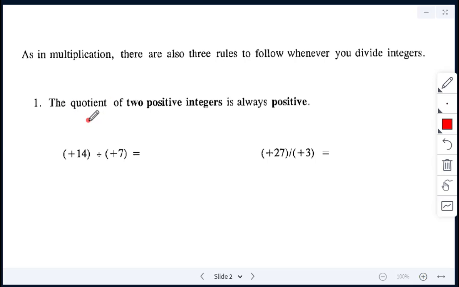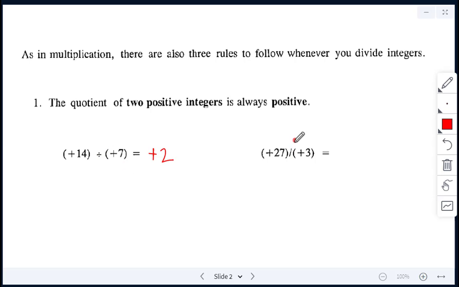So anytime you divide 2 positive integers, your answer is always positive. This is what you're used to. 14 divided by 7, it's a positive 14 divided by positive 7. What will the answer be? Positive 2. Good.